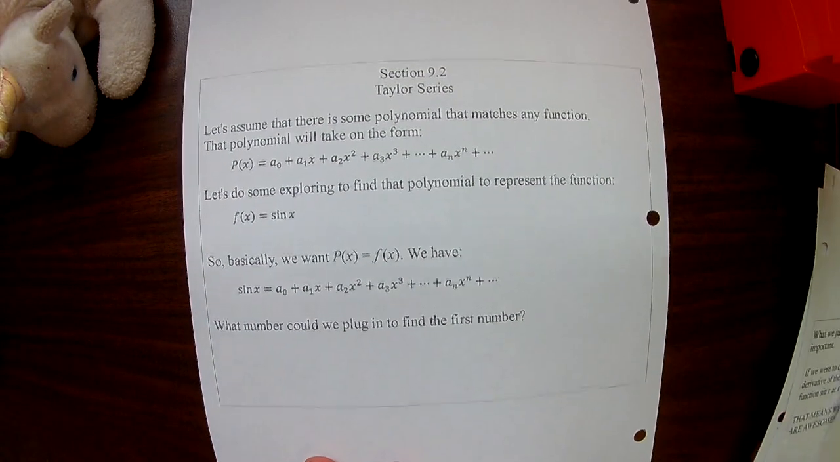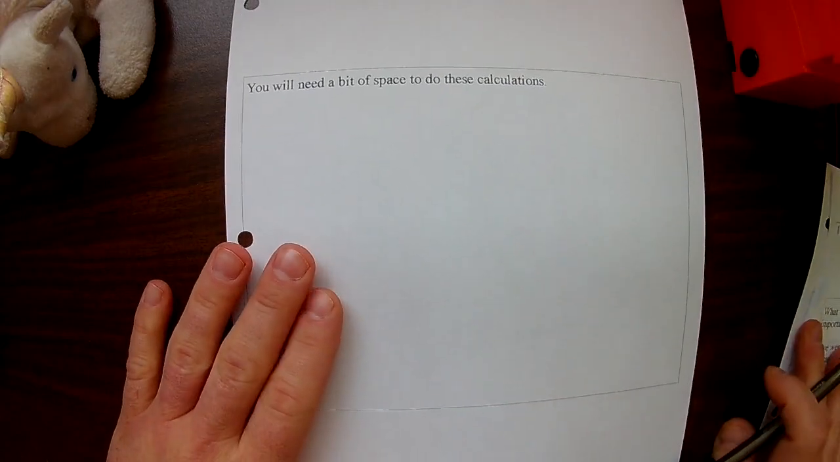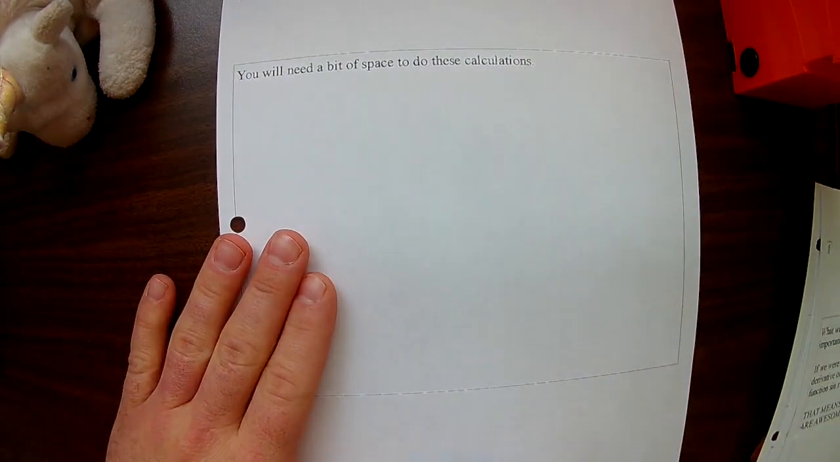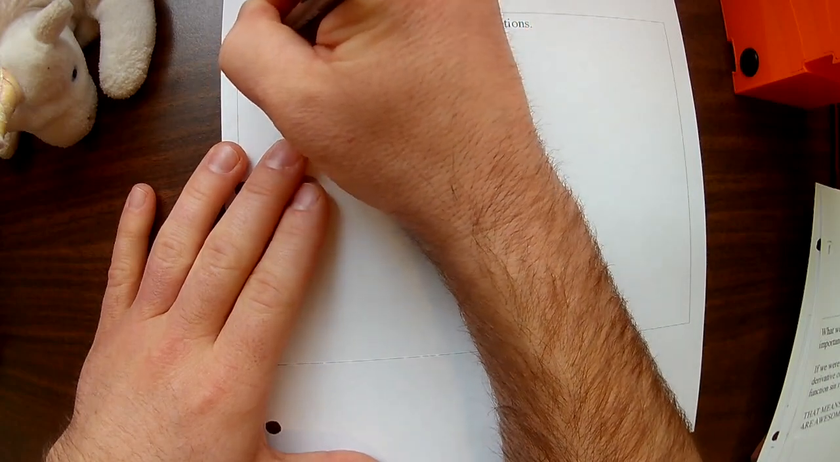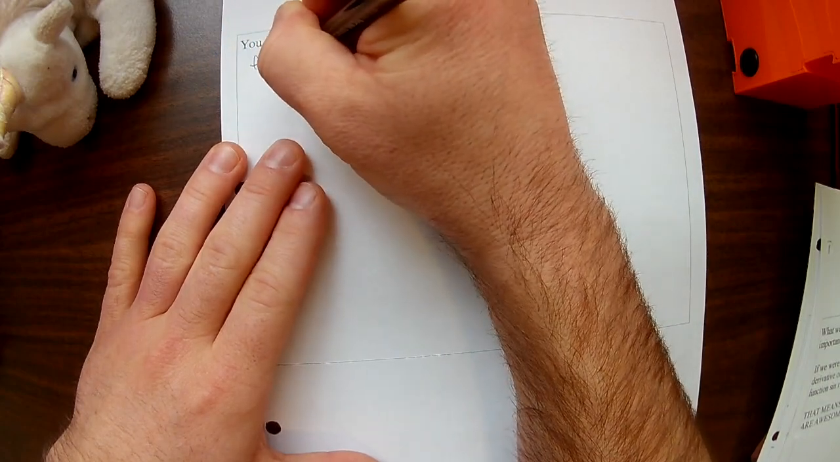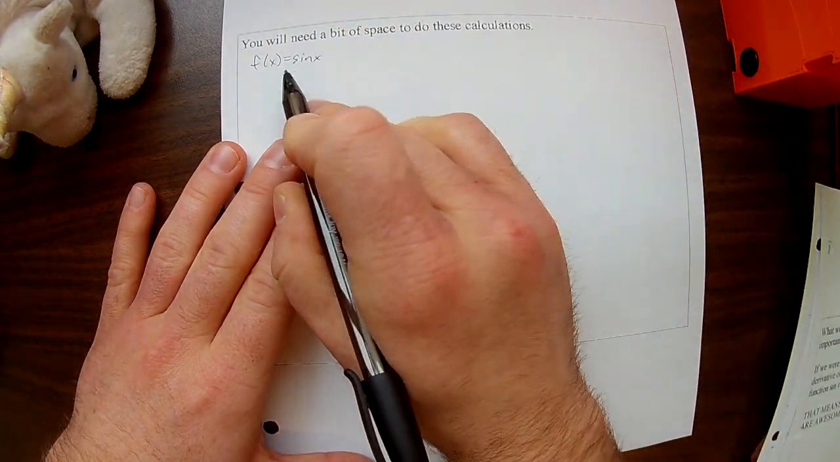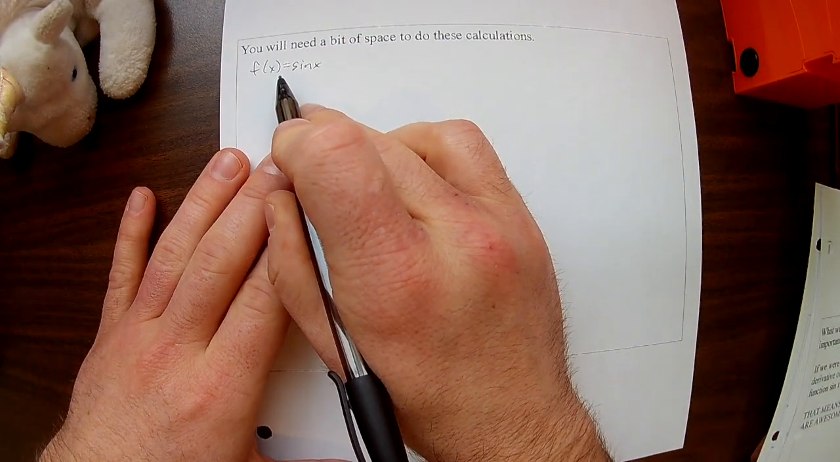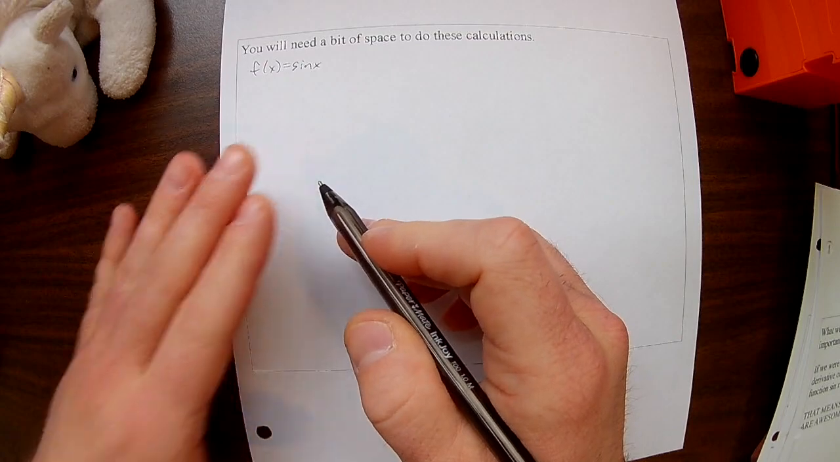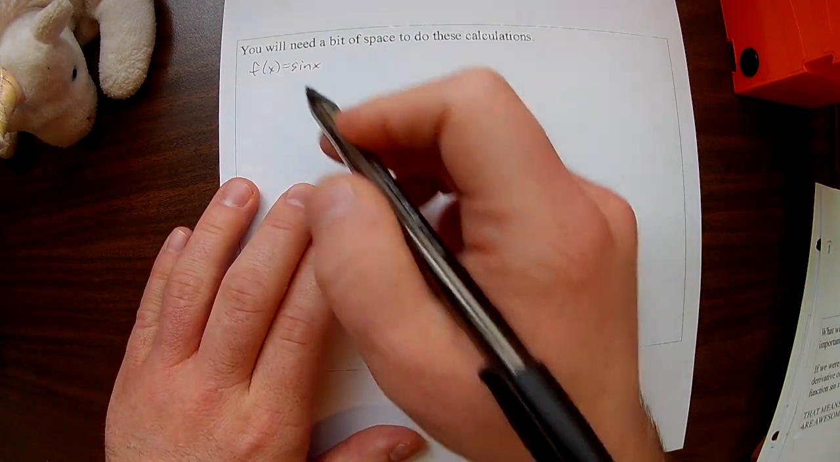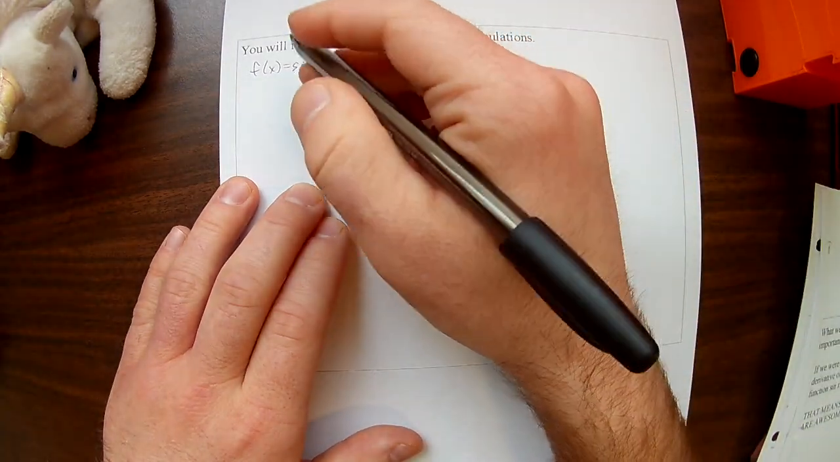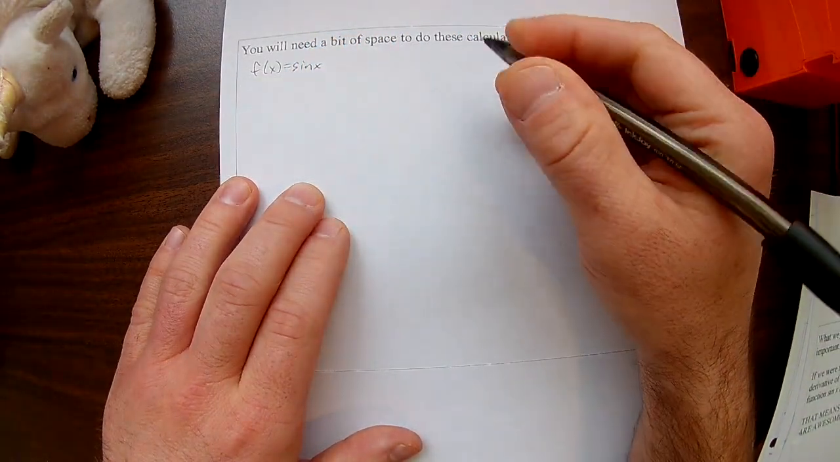So I just want to point out here, you're going to need a little bit of space for doing these calculations. I'm hoping that this is enough space, but if it's not, I got the back too. Alright, cool. So we've got f of x is equal to sine of x. And I'm going to recommend that you set up your paper exactly like this. Do 2 columns. Left-hand column you're going to have as your f of x. Right-hand column you're going to have as your p of x. And again, we want f of x to equal p of x.